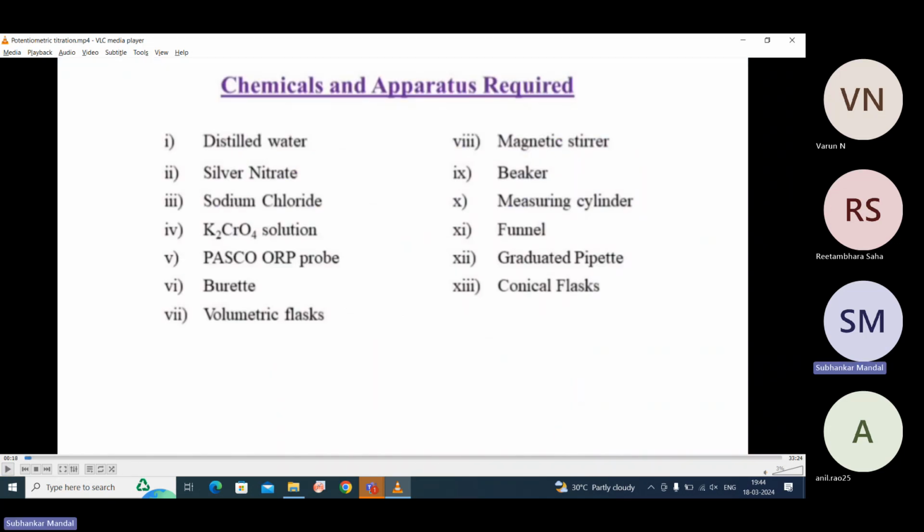Okay, so these are the chemicals required to do this experiment. The aim of this experiment is that they have given a mixture of halides, and potentiometrically we want to know the concentration of the different halides. That was the motivation of this experiment.